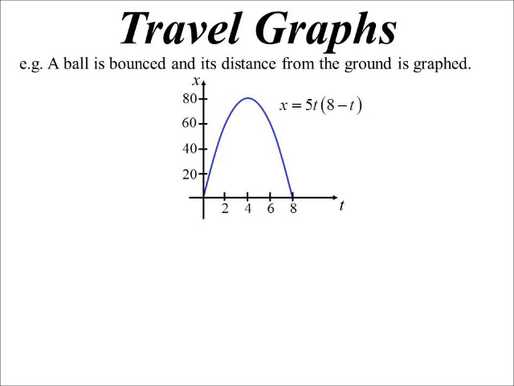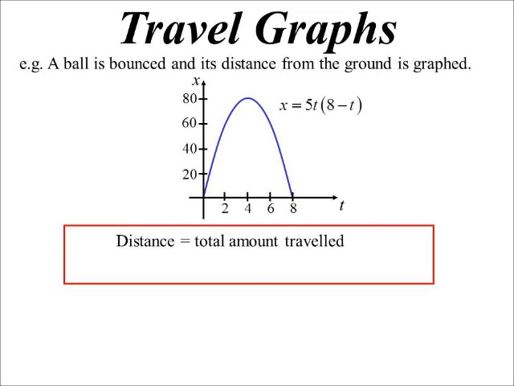The equation of this particular ball being bounced is h = 5t(8 - t). That's the equation of the curve. Now, the sorts of questions we were asked for travel graphs is the total distance. Distance, of course, is the total amount travelled. We're now going to introduce another term called displacement, which is different to distance. Displacement is how far from some reference point, usually the starting point.